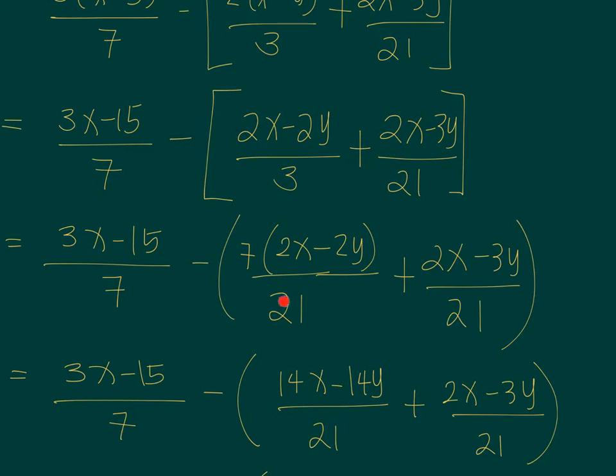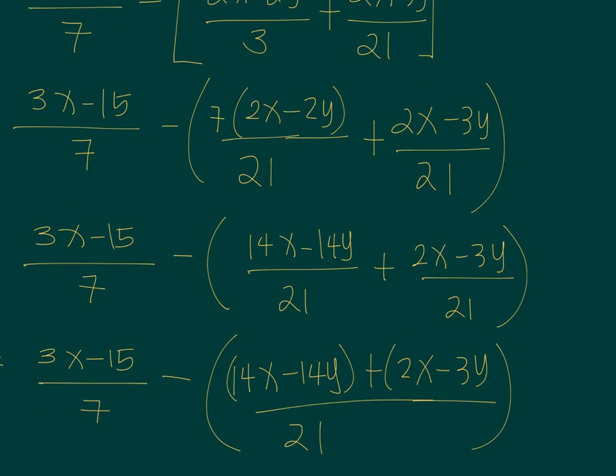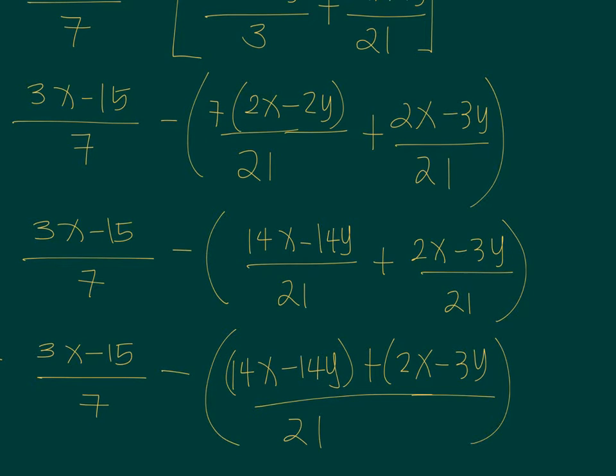The 3 becomes 21 by multiplying by 7. So why is the 7 here? By the rule, when you multiply the denominator by a number, you have to multiply the numerator as well with the same number. So when 3 became 21, that is by multiplying it by 7, the 2x minus y should be multiplied as well by 7. Hence you have 7 times 2x minus 2y. Then this one, we just copy 2x minus 3y over 21. Then you can work from here, 7 times 2x is 14x, 7 times 2y, so that's minus 14y over 21.